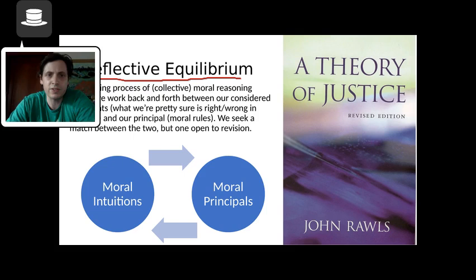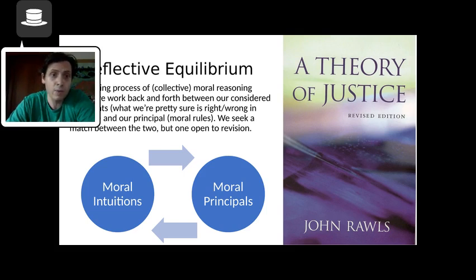And the first concept, of about three or four of his concepts here, that I wanted to cover very briefly is reflective equilibrium, which is a fancy term, but I've always found this very useful. The idea, I'll read it out here: an ongoing process of collective moral reasoning where we work back and forth between our considered judgments and our principles. We seek a match between the two, but one open to revision on both sides, right?